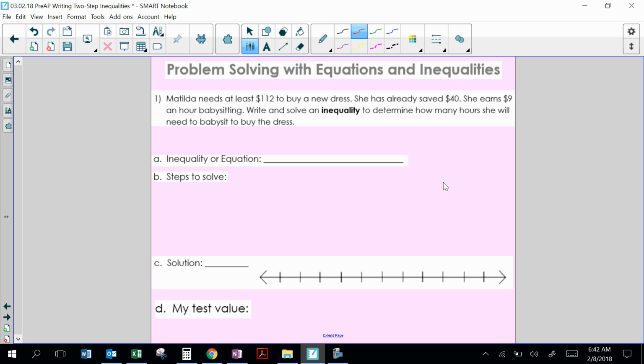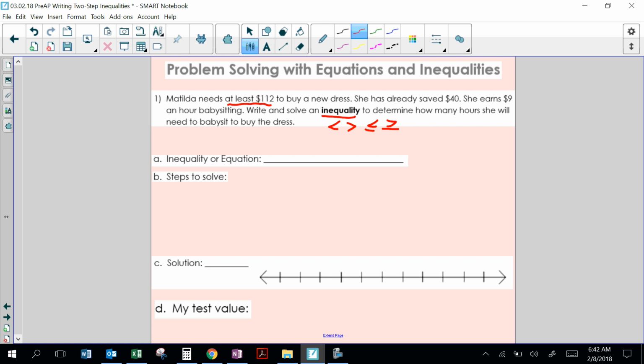Next, here are some problem situations with equations and inequalities. Like number 1, Matilda needs at least $112 to buy a new dress. Where is she going, to prom or what? She's already saved $40, so she needs more money. She earns $9 an hour babysitting. Solve an inequality, so we know it's going to have an inequality sign, not an equation, to determine how many hours she will need to babysit to buy the dress.